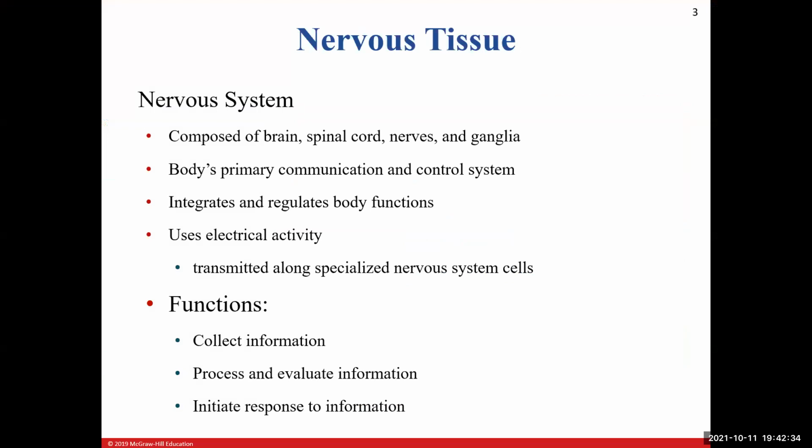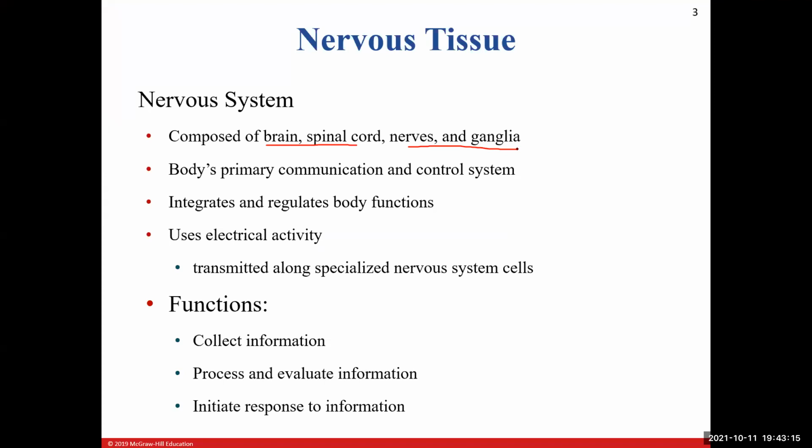Let's quickly review what the nervous system is. We're going to go from an anatomical standpoint. The nervous system is made up of the central nervous system and the peripheral nervous system. Our central nervous system is made up of our brain and spinal cord, and our peripheral nervous system is made up of nerves and ganglia. We defined nerves before as bundles of parallel axons in the peripheral nervous system, and ganglia were just a cluster or grouping of cell bodies.